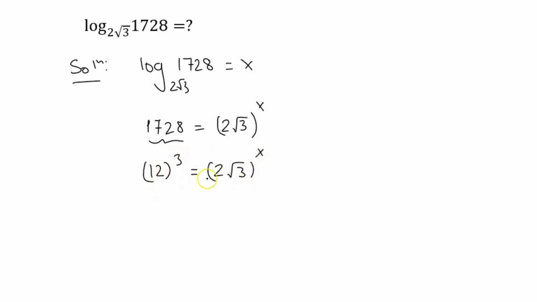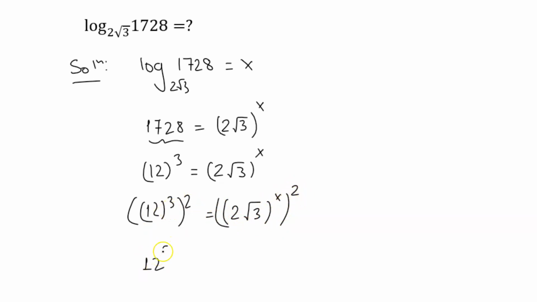Now what we will do, let's get rid of this particular square root by squaring both sides. So we have 12 cubed whole raised to the power of 2. So we're squaring both sides, and this will be 2 times square root of 3 whole raised to the power of x and the whole raised to the power of 2. So this will be simply 3 times 2, that's 6, and this is equals to 2 square root of 3 whole raised to the power of 2 whole raised to the power of x. So 2 square root of 3 whole squared, that simply equals to 12.